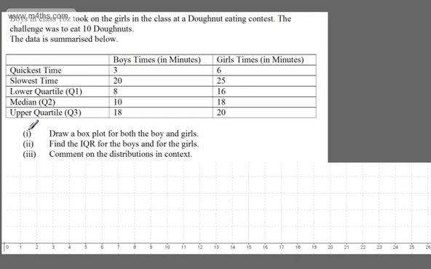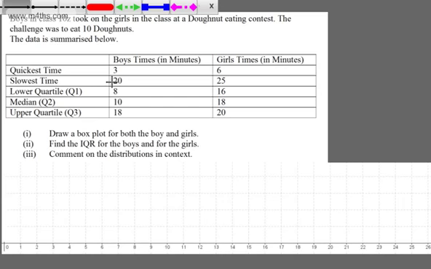In the first part we need to draw box plots for each. In the second part we need to find the interquartile range for both. And then in the third we need to comment on the distributions in context. Okay, let's go ahead and do this. So what I'm going to do is start with the boys.